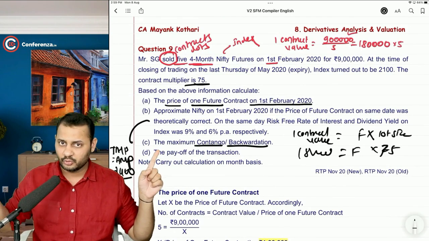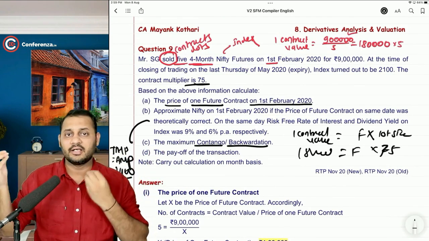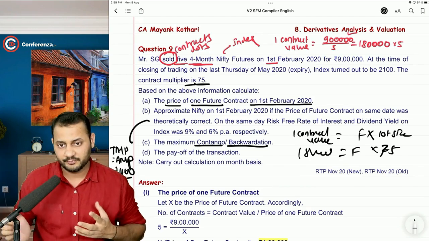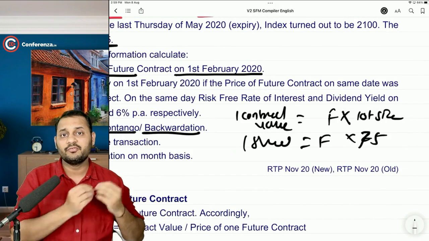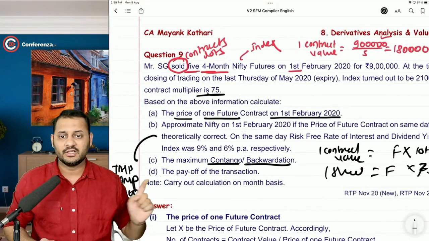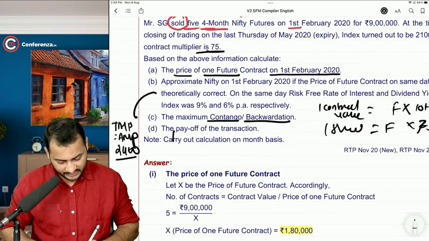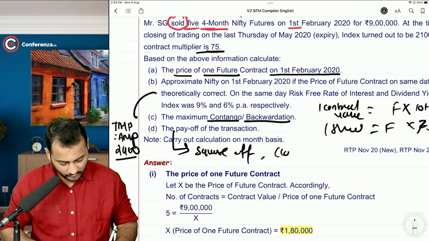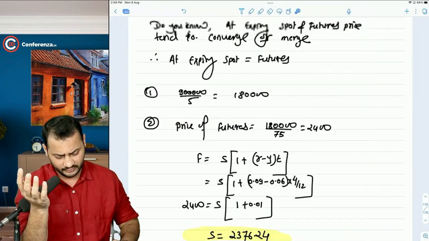So contango and backwardation explains the growth and the decline. Contango explains the growth in the future. Backwardation explains the decline in the futures. Okay. So backwardation concept is very clear. Both of them are talking about the futures price, not today's price. Okay. The last, the payoff of the transaction. Payoff means if we close this transaction, square off, or close this transaction, or we can say settle this transaction, what is going to happen? It's very simple, sir. I will tell you.